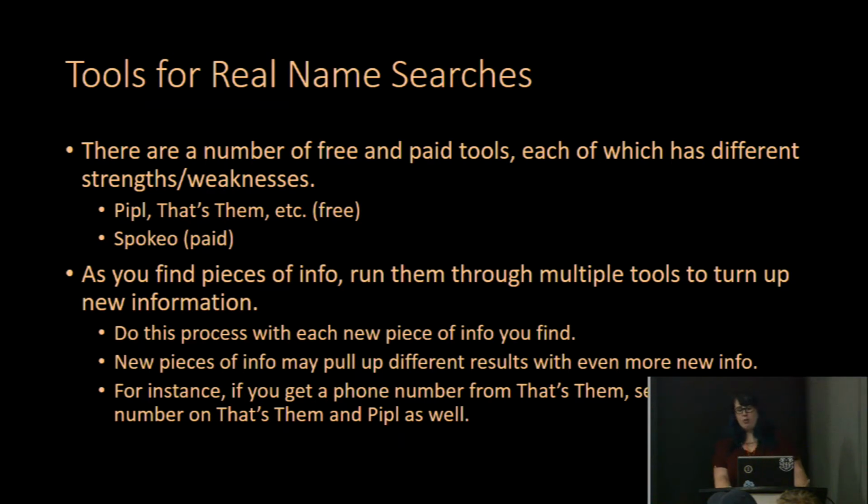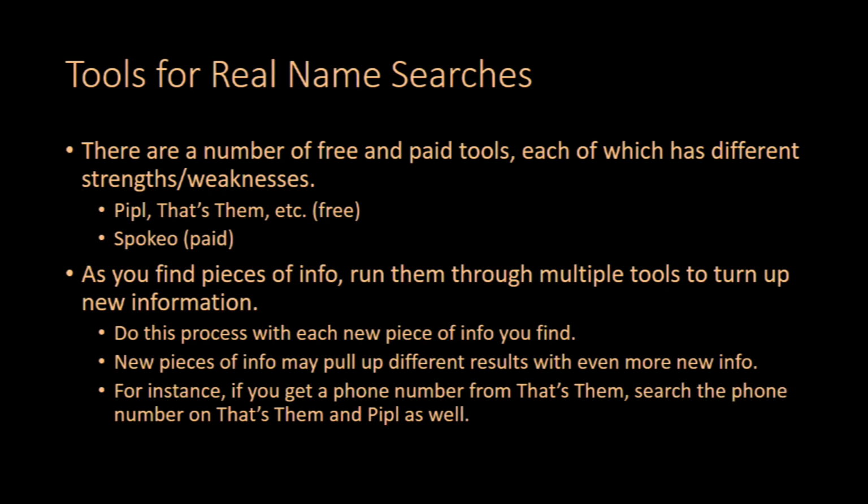So just starting out the searches, there's a number of tools for free and paid people searches. That's Them and People are two that I rely on a lot, but I don't use those exclusively. I have a whole list of sites that I just open all of them and pop it all into every single one. Working on automating that, but I haven't gotten there just yet. The goal here is that each of these databases is going to pull up different information, and it's going to pull up different information given different pieces of information on the same person.